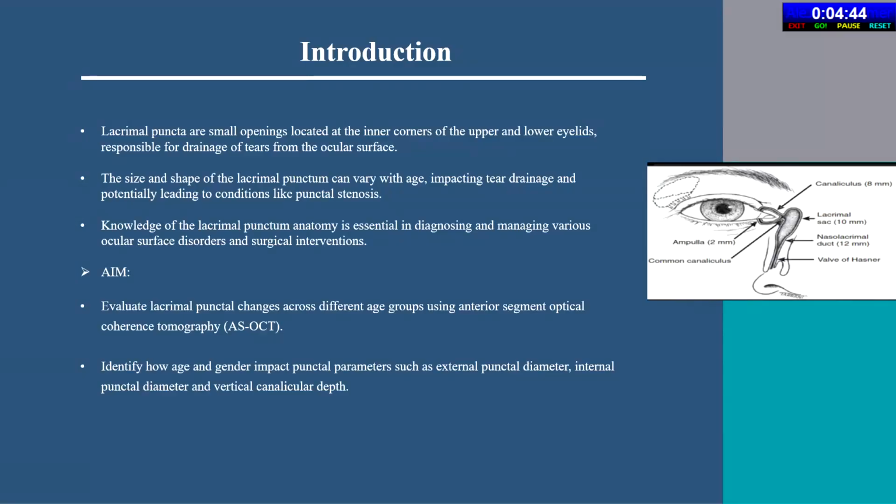The size and shape of lacrimal punctum can vary with age, impacting tear drainage and potentially leading to conditions like punctal stenosis. Knowledge of the lacrimal punctum anatomy is essential in diagnosing and managing various ocular surface disorders and surgical interventions. My aim of study is to evaluate lacrimal punctum changes across different age groups using AIOS2025 and to identify how age and gender impact punctal parameters such as external punctum diameter, internal punctum diameter, and vertical canalicular depth.